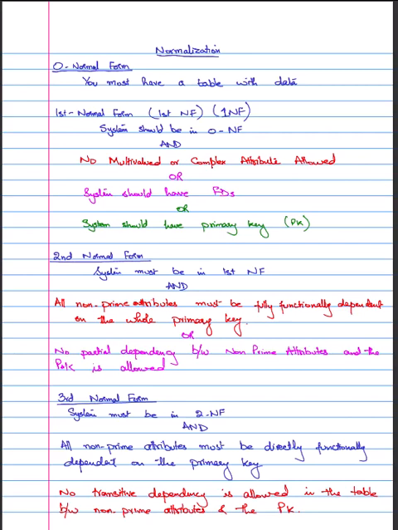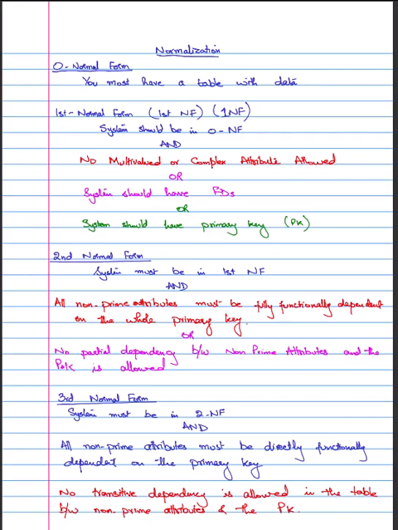So if the primary key consists of only one attribute, that attribute is a prime attribute. But if the primary key consists of composite attributes, more than one attribute, then those attributes will be prime attributes while the rest will all be non-prime. This means all of the non-prime attributes must be fully functionally dependent on the whole primary key.